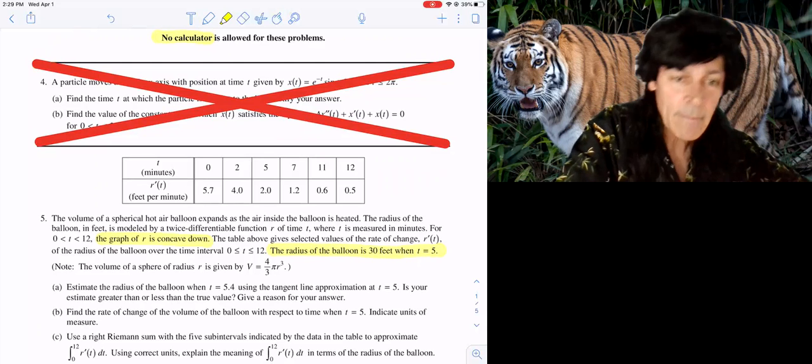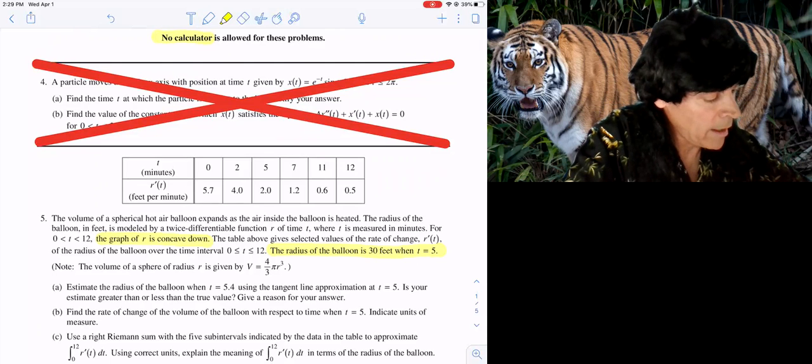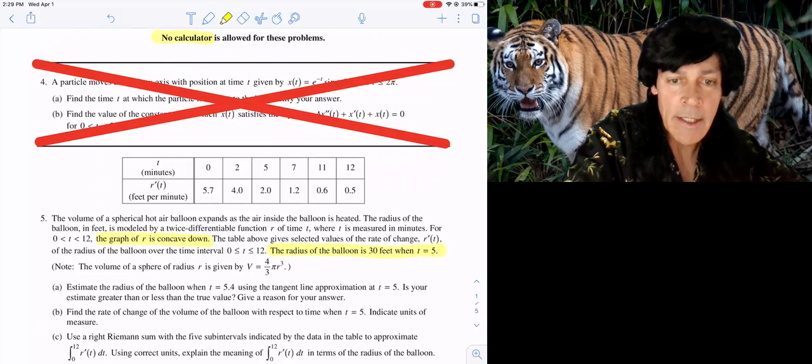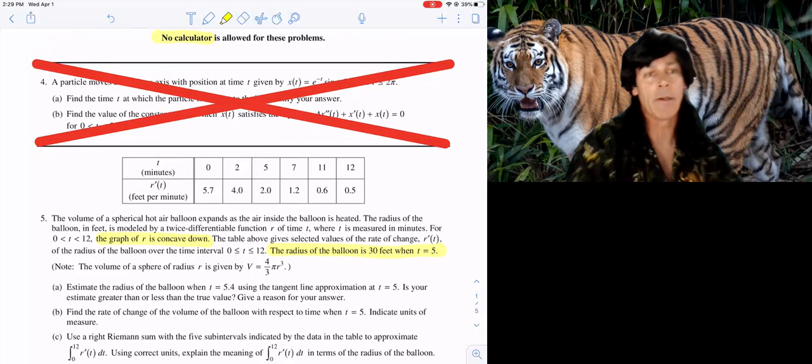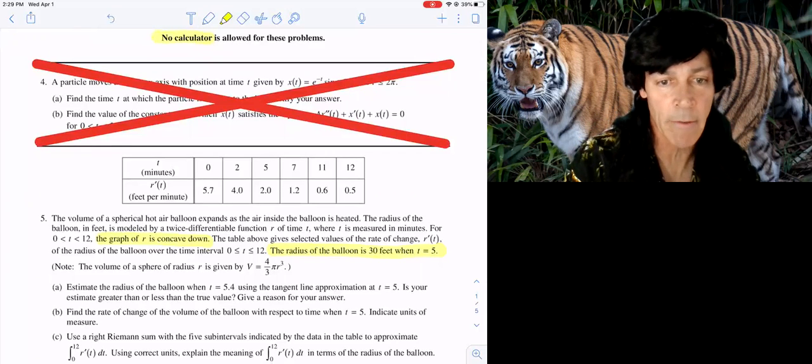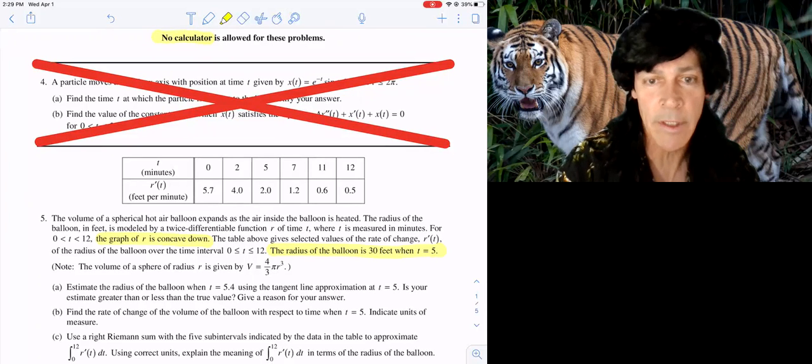Note, the volume of a sphere of radius r is given by the equation V equals 4/3 pi r cubed. Well, shoot, anybody knows the volume of a sphere of radius r is given by that formula. I bet even Carole Baskin knows that formula.